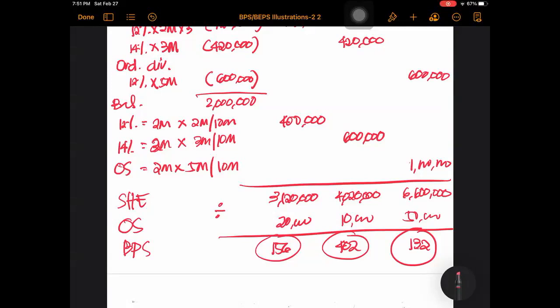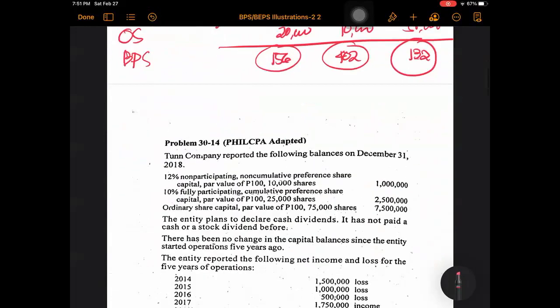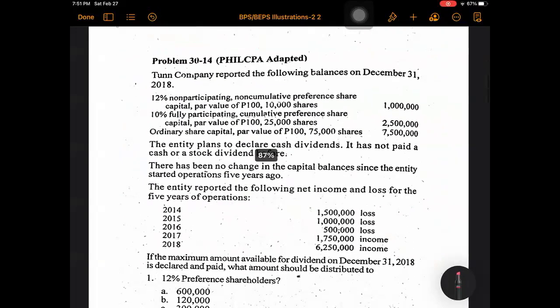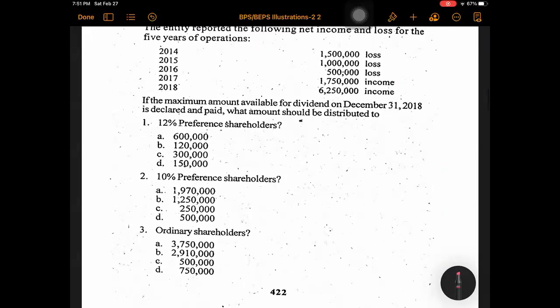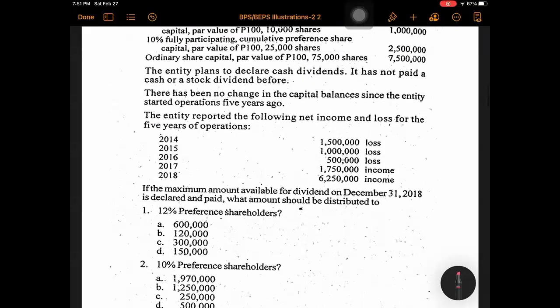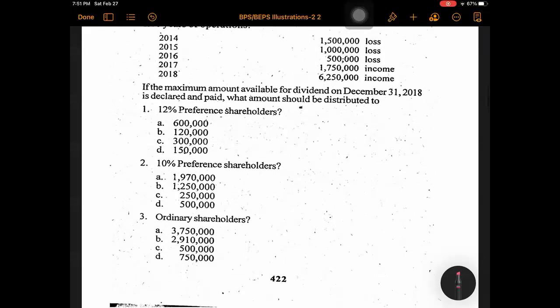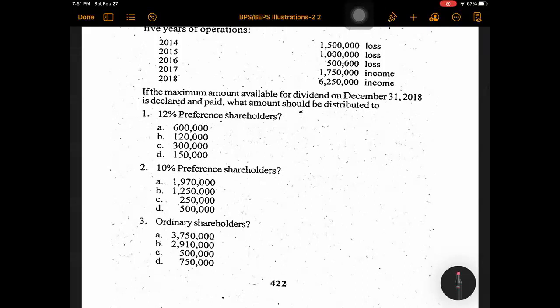Sige, let's continue. Another illustration for book value per share before we proceed with earnings per share. Okay, this is the question here. So it operated for 5 years. So if the maximum amount available for dividend on December 31, 2018 is declared and paid, what amount should be distributed to? So there are two preference shares here, 12% preference share, 10%, and your ordinary shareholders.